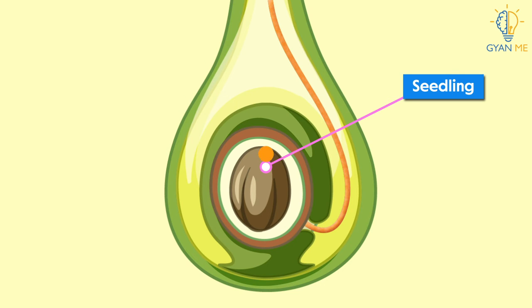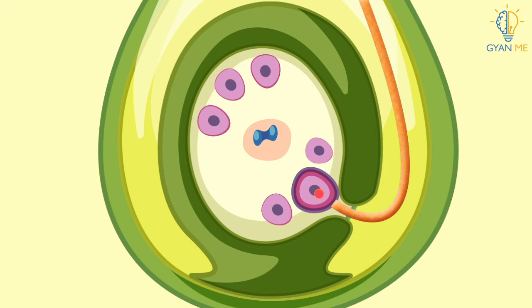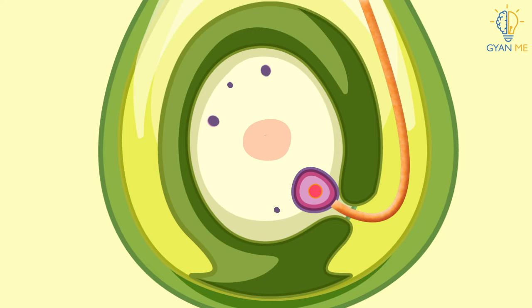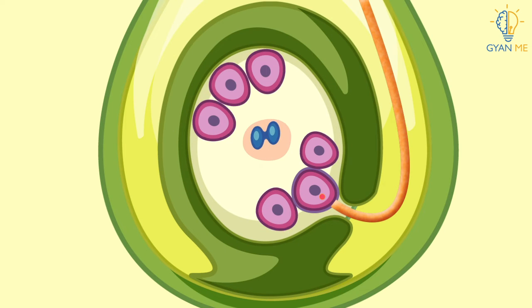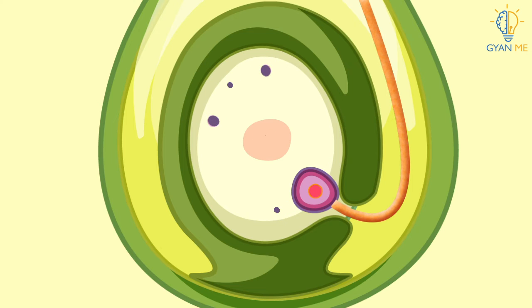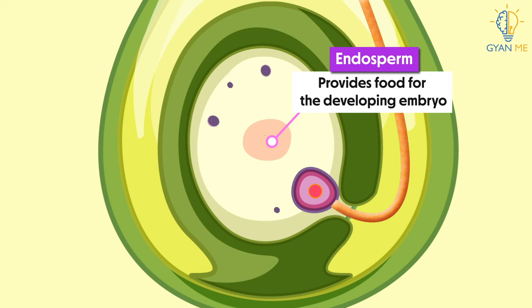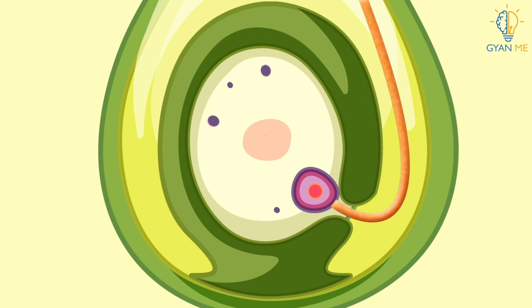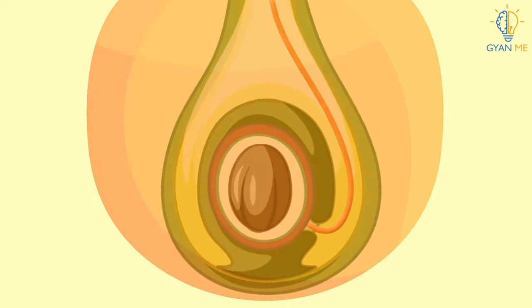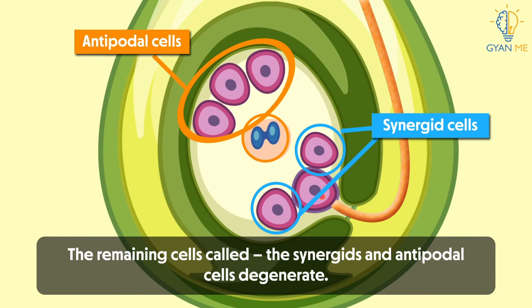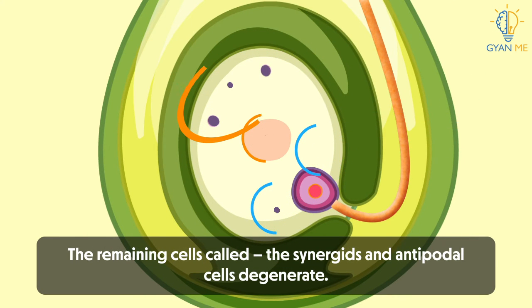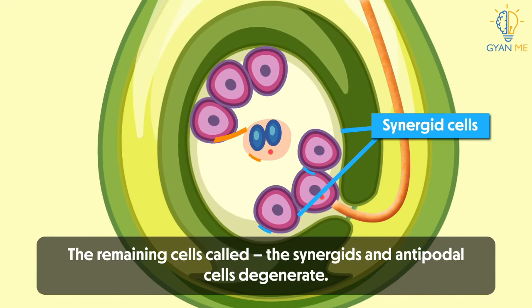As the zygote develops to seed, the primary endosperm nuclei also forms endosperm fluid. After triple fusion, the primary endosperm nucleus develops into an endosperm. The endosperm provides food for the developing embryo, and the whole ovary enlarges and develops into a fruit. Later, the remaining cells called the synergids and antipodal cells degenerate. Antipodals and synergids degenerate only after the double fertilization.